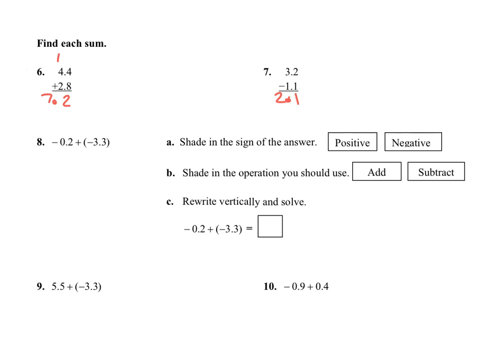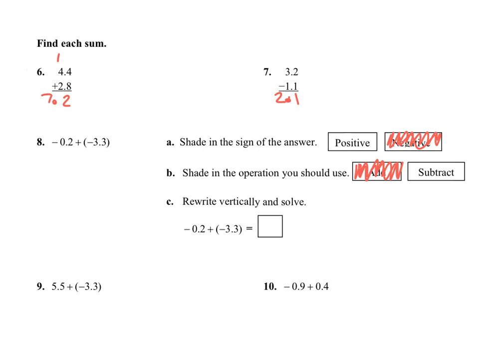Okay, for number 8, you have negative 0.2 plus negative 3.3. Part A says, shade in the sign of your answer. Since we're adding two negative numbers together, my answer has to be negative. Now it says shade in the operation you would use. Since both numbers are negative, I'm going to add them together to come up with my final answer. So when the signs are the same, you add the numbers. When the signs are different, you subtract.